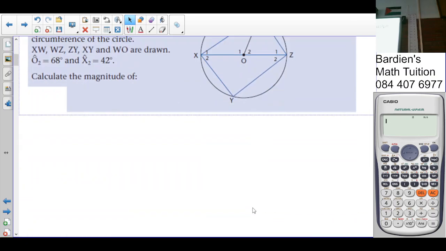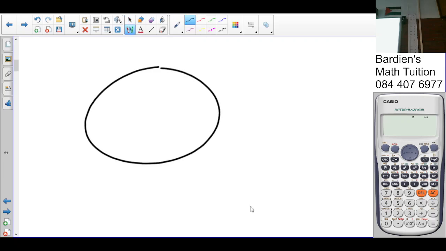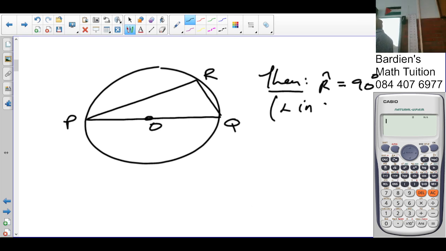If you look at it this way, we have a circle and a diameter subtending an angle there. If that's PQR, then angle R is going to equal 90 degrees. When we use this theorem, we say it's angle in semicircle. You see that's a semicircle. Why? The diameter cuts the circle in two.